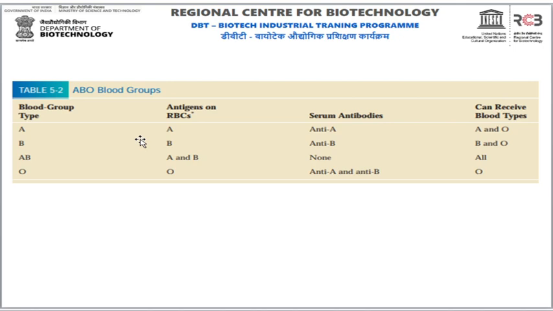Okay, so next thing is regarding the ABO blood group. If you take the A blood group, they have antigen A on their RBC and anti-B antibody in their serum. Okay. Next, the B blood group, they have B antigen on their RBC and anti-A in their serum. Okay. Next, the AB blood group, they have both A and B antigens on the surface of RBC, but they don't have any antibodies in their serum. Next is the O blood group, they don't have any antigen on their RBC, okay, but they have both anti-A and anti-B antibody in their serum, okay.